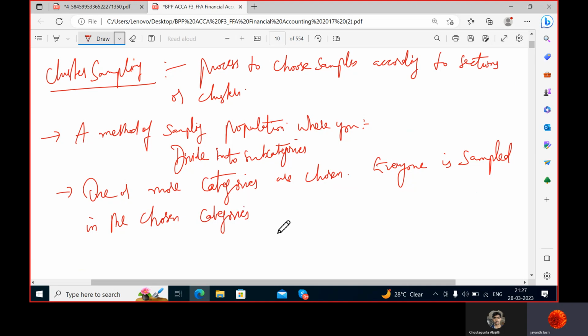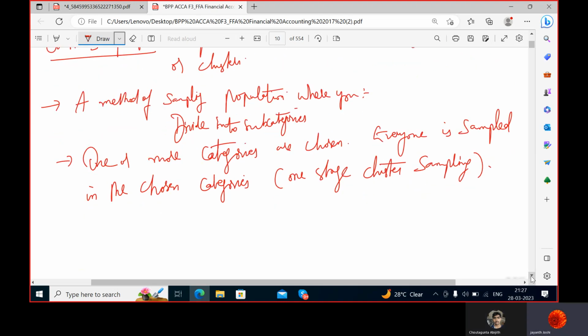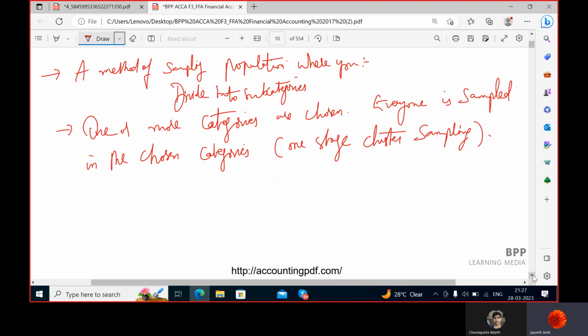And this is also known as one stage cluster sampling. Fine. So as I already told you, cluster sampling can be of two types. One is one stage cluster sampling, and the second one is two stage cluster sampling. We will discuss one stage and two stage cluster sampling. First, let us take a good example of this cluster sampling and understand what it says.